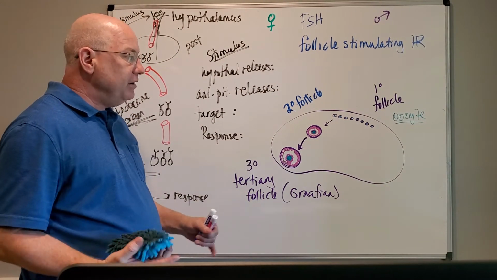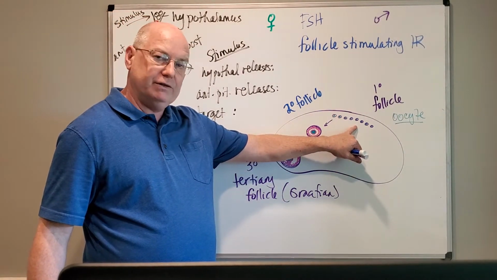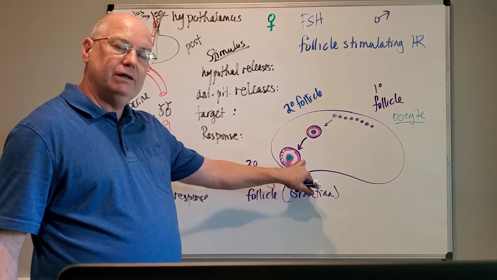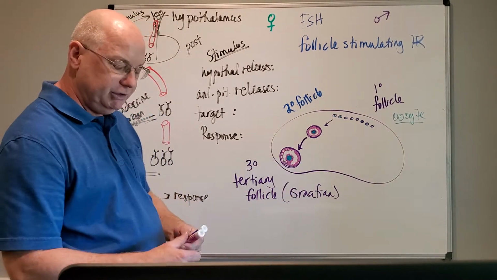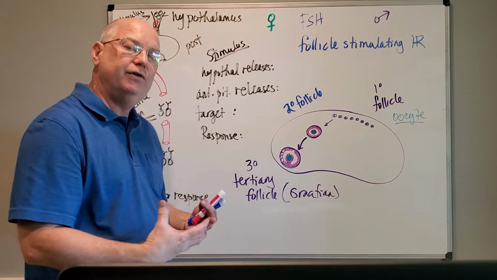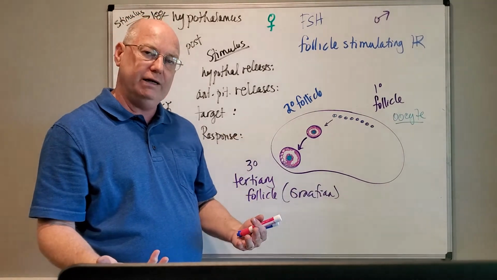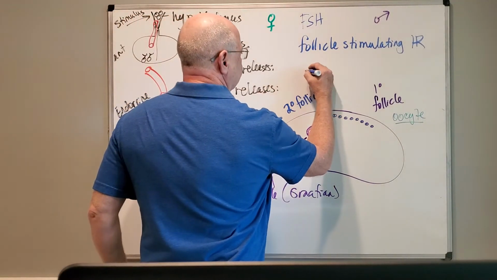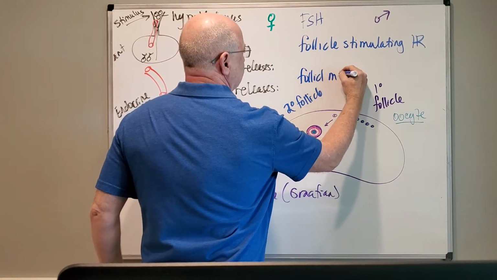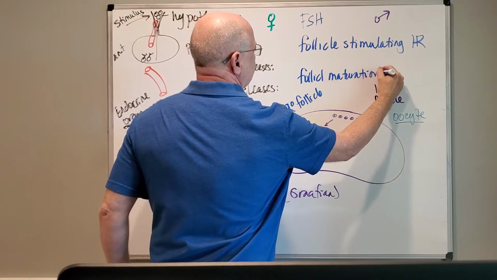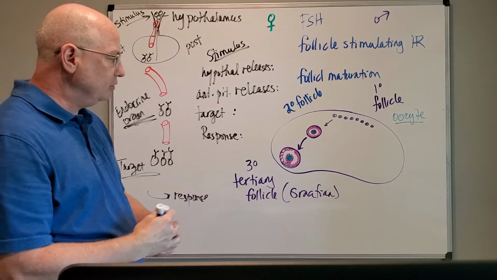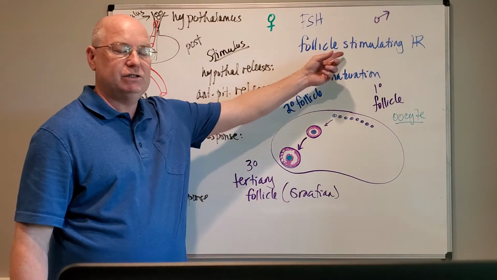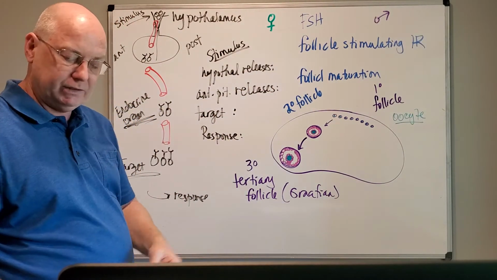So every month, a handful of the thousands of female follicles will start to mature into secondary follicles. And usually only one, or a few, will make it to the tertiary follicle stage. At this stage, the egg is so developed it's ready to be released, or ovulated. This process is referred to as follicle maturation. What stimulates the follicle to develop from primary to secondary to tertiary is this hormone. It stimulates follicle maturation. That's the process.